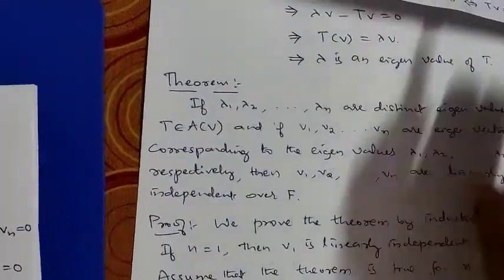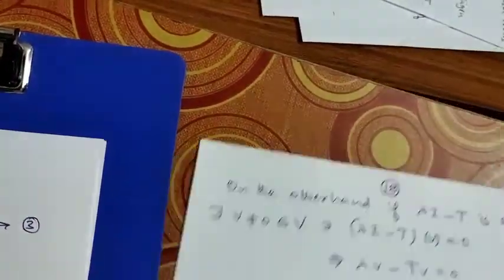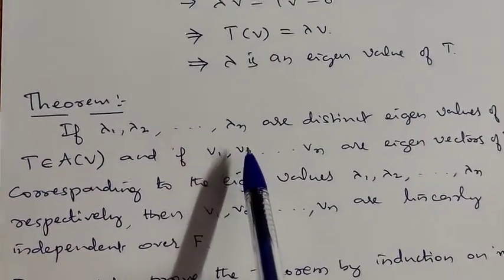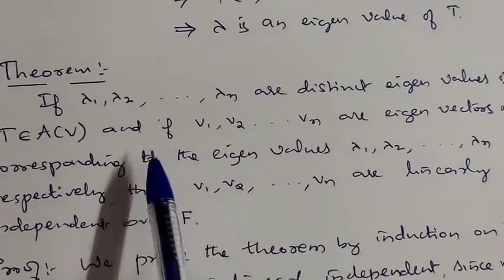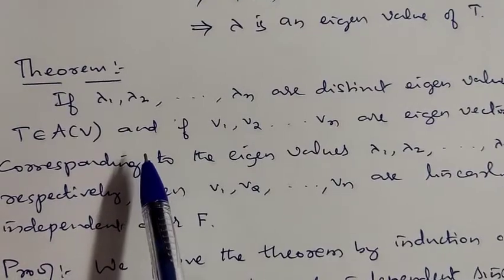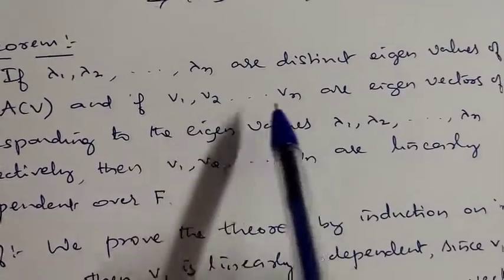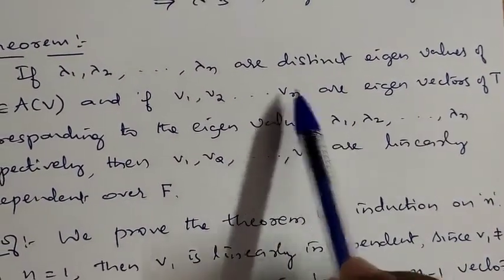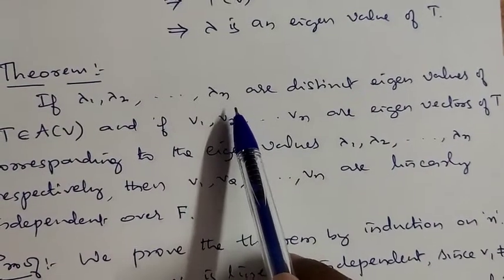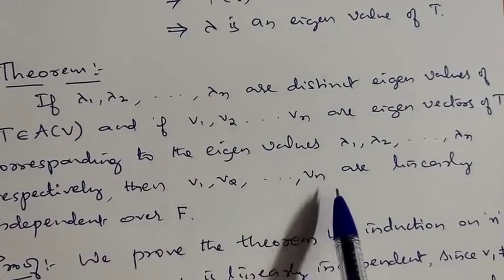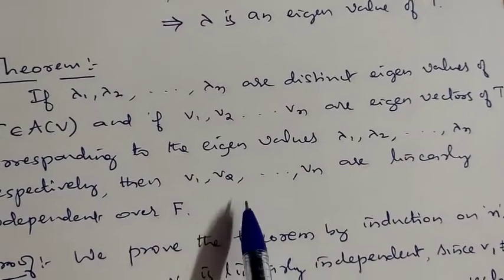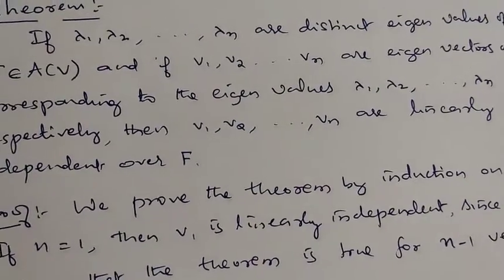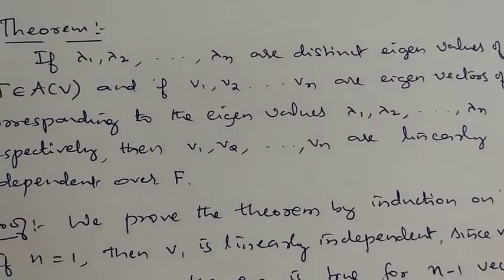Now let us discuss the next result. Suppose lambda 1, lambda 2, etc., lambda n are distinct eigenvalues of the transformation T belonging to A of V, and v1, v2, etc., vn are the corresponding eigenvectors of T. These are the eigenvectors corresponding to the eigenvalues lambda 1, lambda 2, etc., lambda n. Then these eigenvectors are linearly independent over F. So according to this theorem, the eigenvectors are linearly independent.